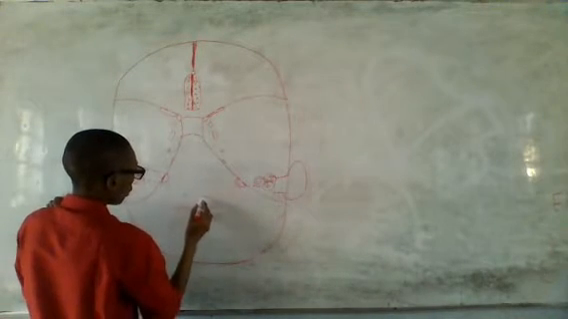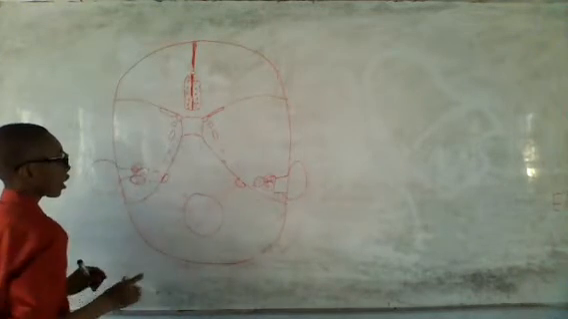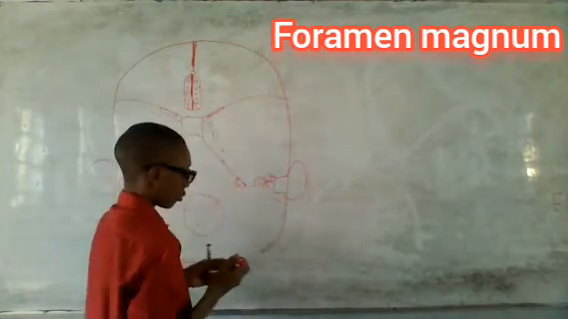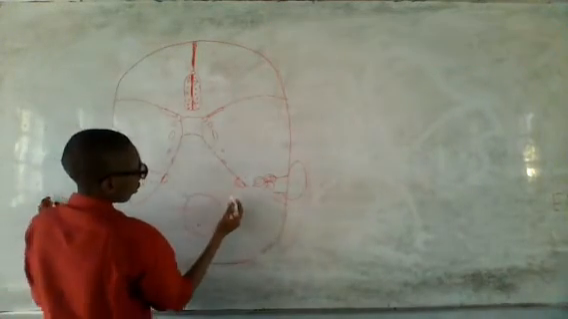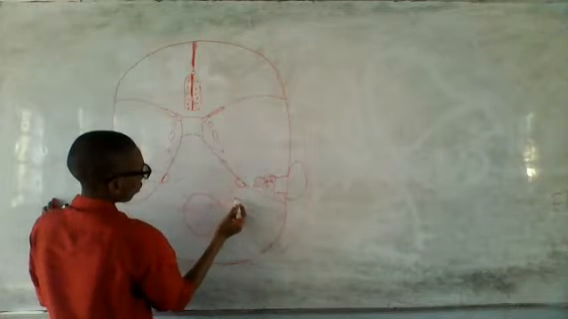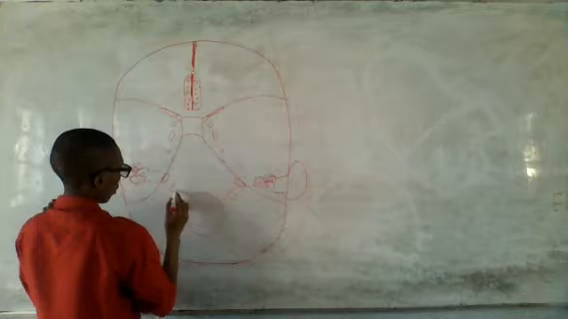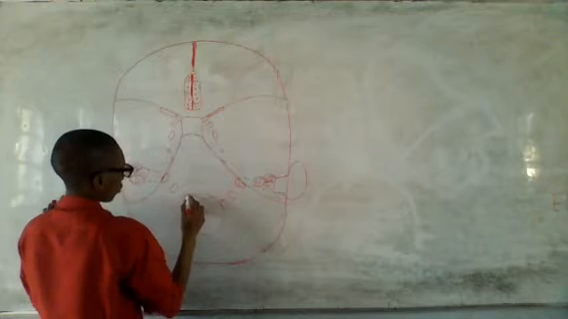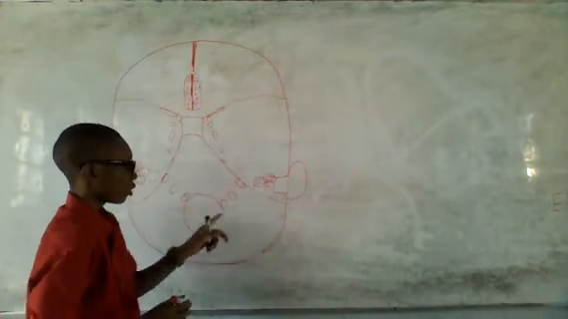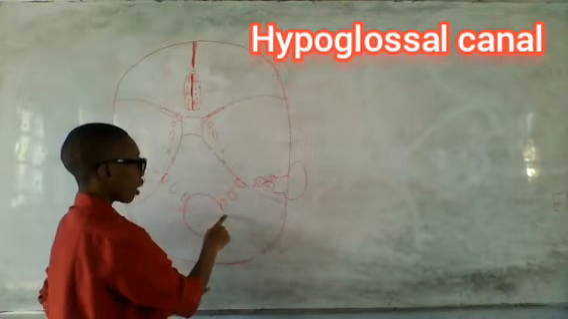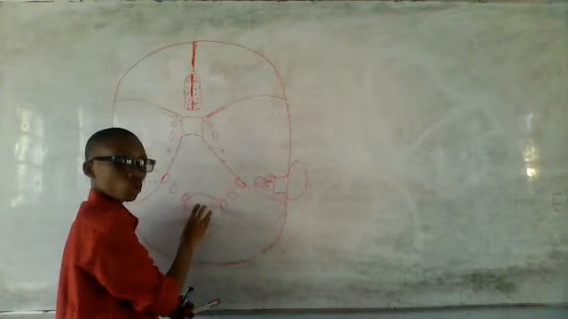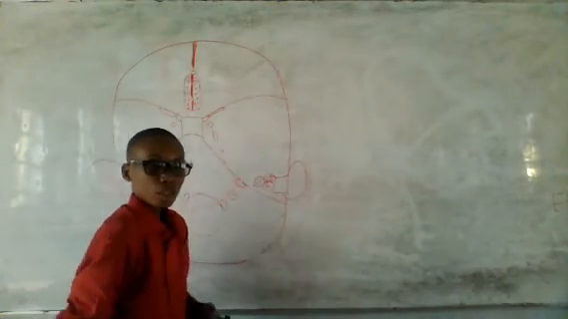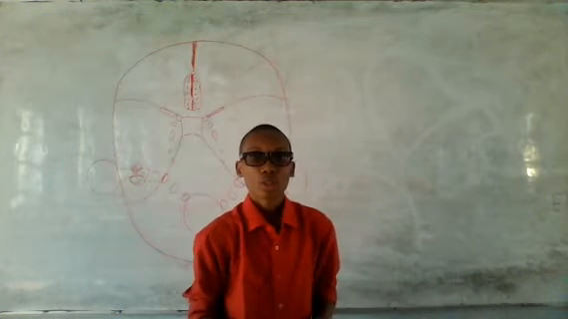Then there is a very, very big foramen, the largest foramen, and very important, called the foramen magnum. Then, inferior to this, you're going to find another foramen called the jugular foramen, and very close to the foramen magnum, you're going to find the hypoglossal canal. So now these are the foramens that you find in the base of the neurocranium.